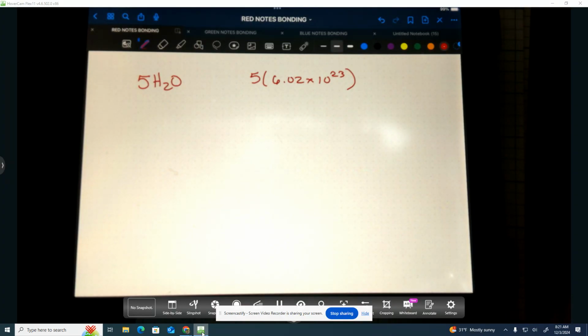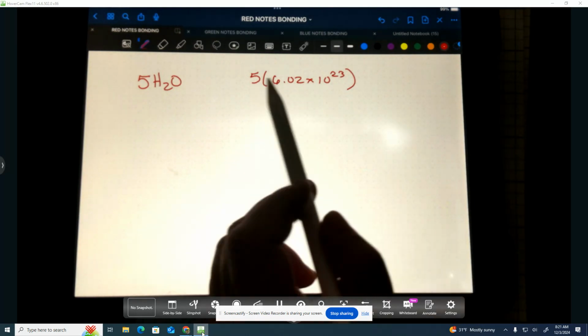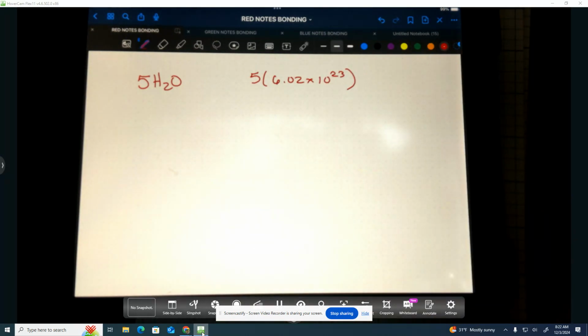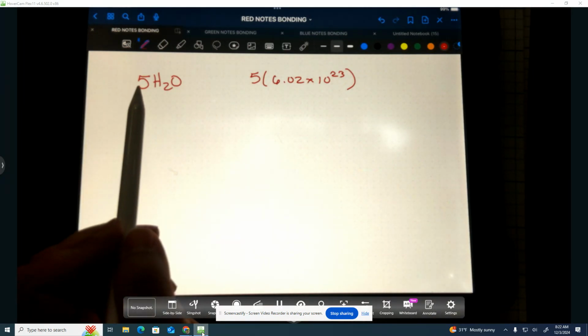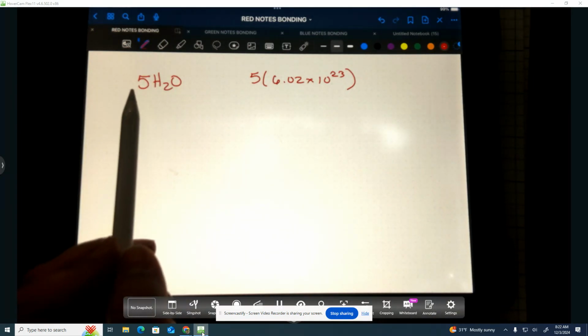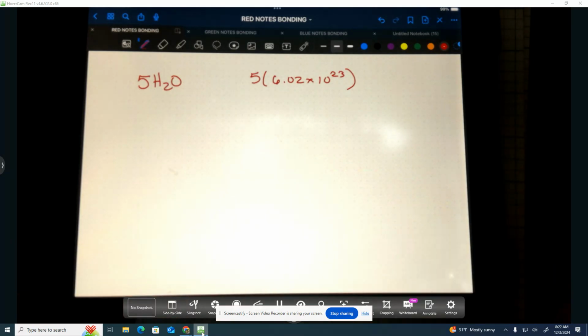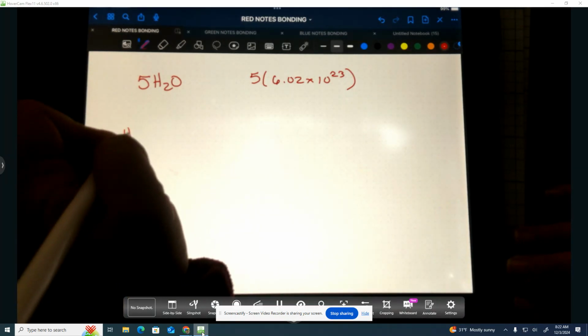Capiche? Do you understand? I'm not going to ask you the number of individual H2Os. I'm going to talk about them in moles. So I have 5 H2Os is really saying I have 5 groups of H2O. Okay? Now, if I have 5 groups of H2O, that means I have something that looks like this.